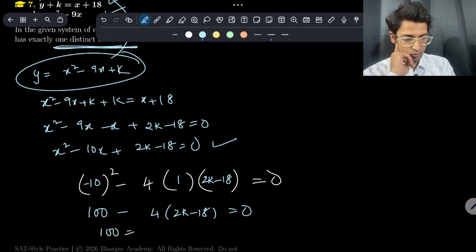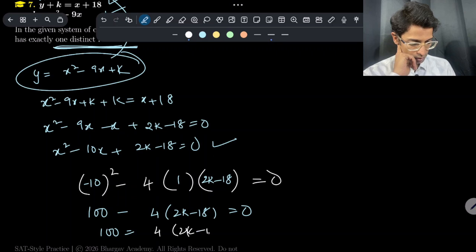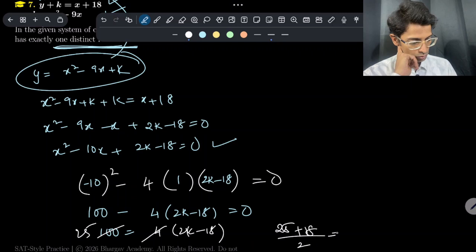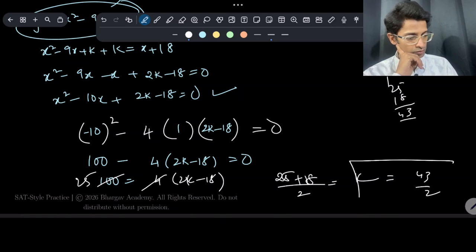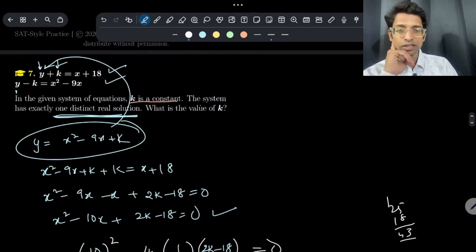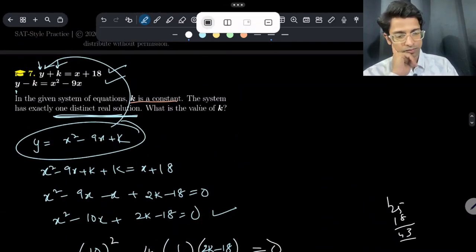100 is equal to 4 into 2k minus 18. So 4 goes 25 times. 25 plus 18 by 2 is equal to k, which turns out to be 25 plus 18 is 43 by 2. So that is your answer. Shall we do this in Desmos once and see how it goes?